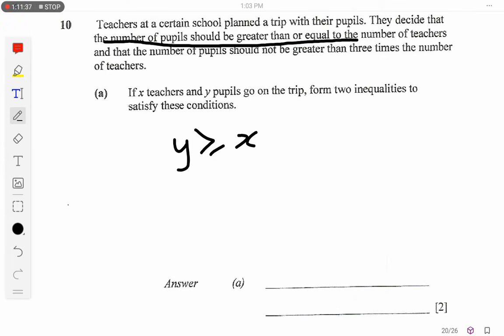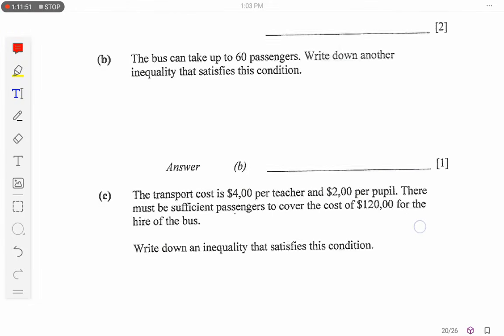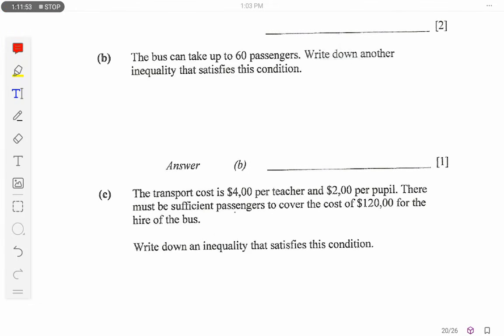Then the last part, which is 3 times there, you find out we have y is less than or equal to 3x, like that. Okay, then let's move on. We are also given the bus can take up to 60 passengers. Write down another inequality that satisfies that. So if the bus can take up to 60 passengers, we can say x plus y should be less or equal to 60 passengers.